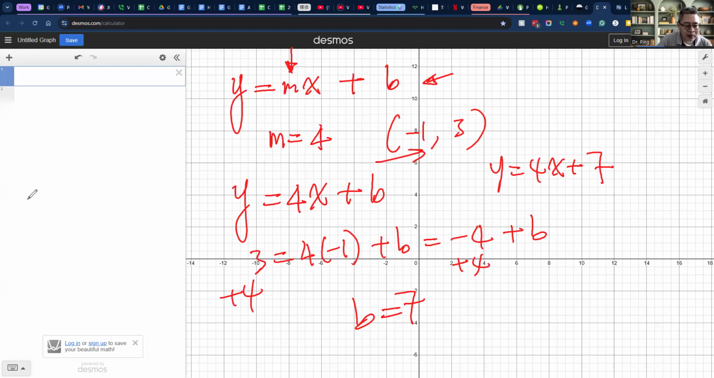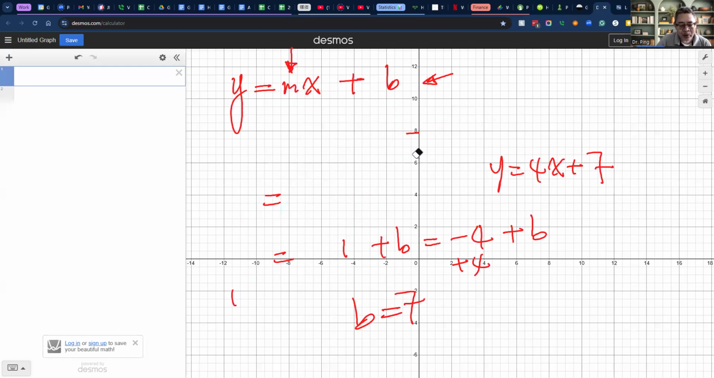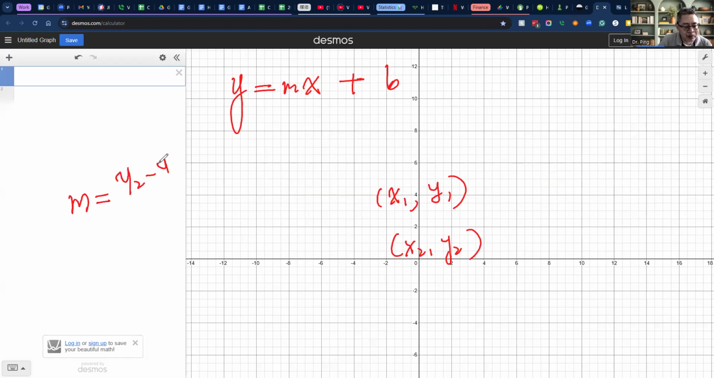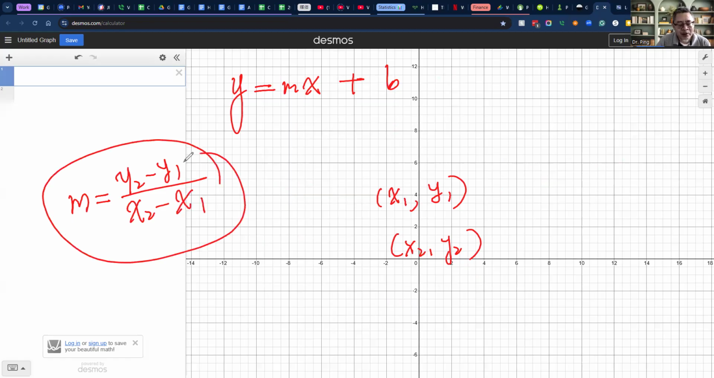Now the tricky part, a little bit complicated, is knowing 2 points. And all we need to do is basically just find the slope. And we already know the slope formula. So if you have 2 points, x1, y1, then x2, y2, our slope is y2 minus y1 over x2 minus x1. Once we find the slope, just pick either this point or that point, and then we just find b.